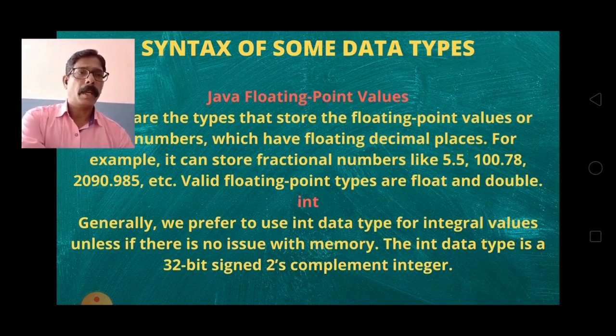Valid floating point types are float and double. Then integer. Generally we prefer to use the int data type for integral values, unless there is an issue with the memory. The integer data type is a 32-bit signed 2's complement integer. For integral values we can use the data type int.